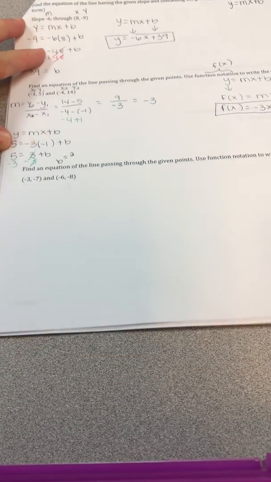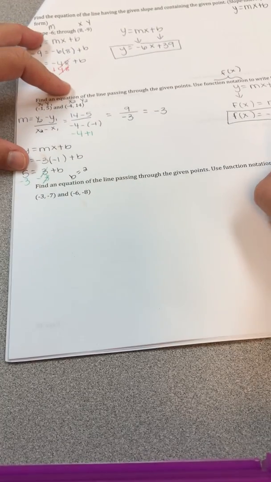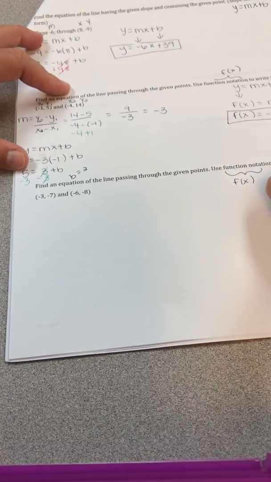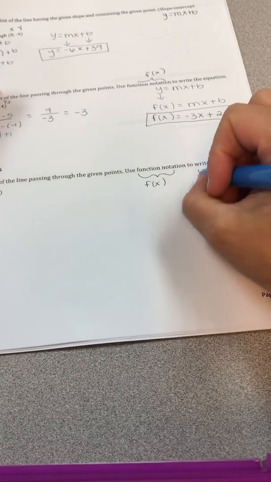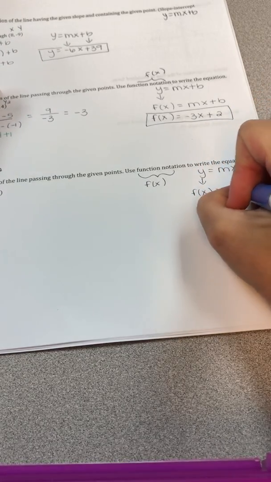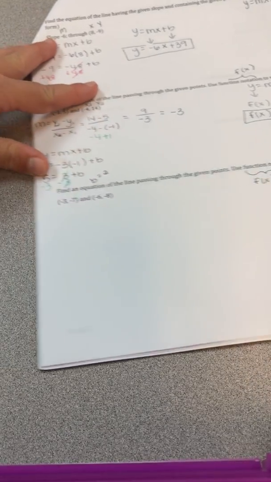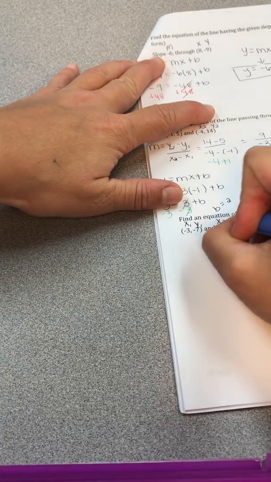Same thing for this next one. Write an equation of a line passing through the given points using function notation. So again, remember function notation is f of x. So we have our equation y equals mx plus b, but instead of y, we're going to use f of x equals mx plus b. They don't give us m, they don't give us b, they just give us these 2 points, x1, y1, x2, y2.